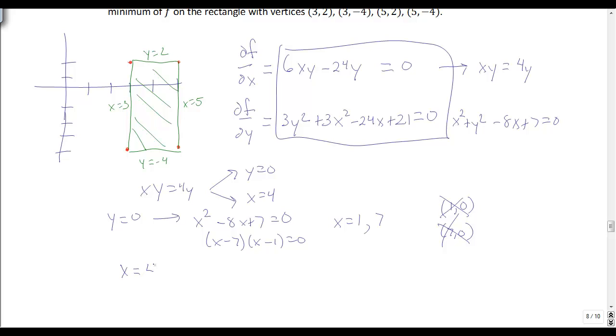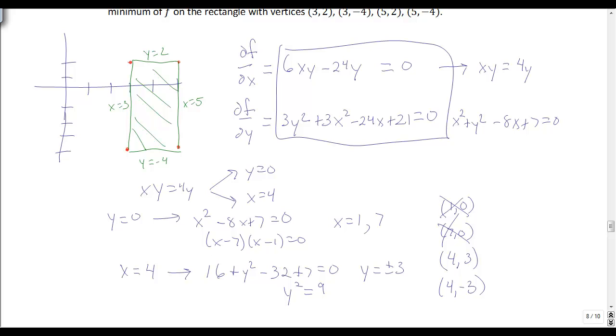What about x equals 4? Well, if you plug x equals 4 into this second equation, x squared is 16, y squared is y squared, minus 8x is 32, that's 8 times 4, plus 7 equals 0. 16 plus 7 is 23, minus 32 is negative 9. It's going to result in y squared equals 9. So we get y equals plus or minus 3, and that will give us two points. So x is 4, y is 3. x is 4, y is negative 3.